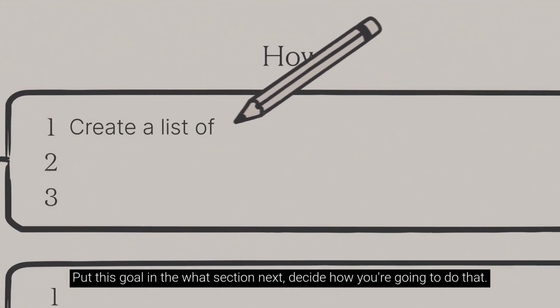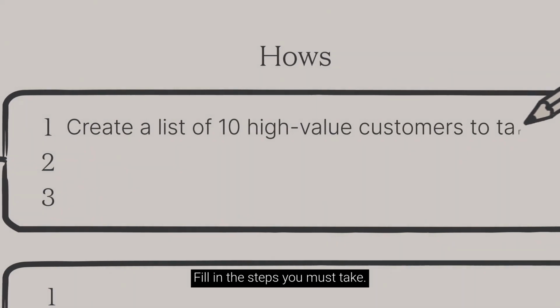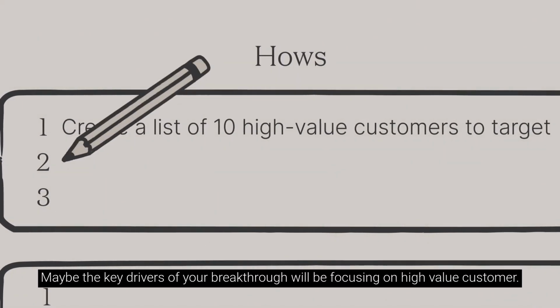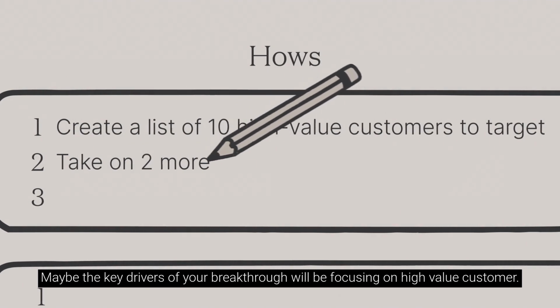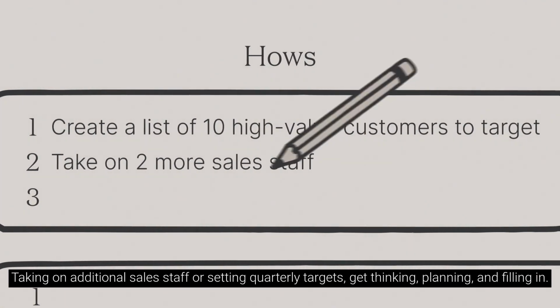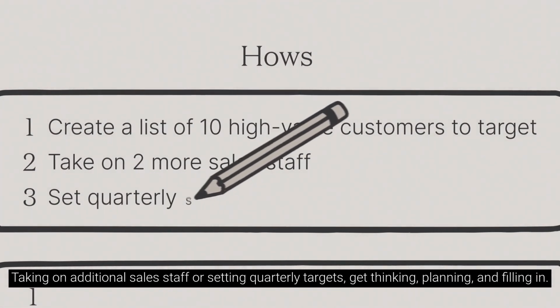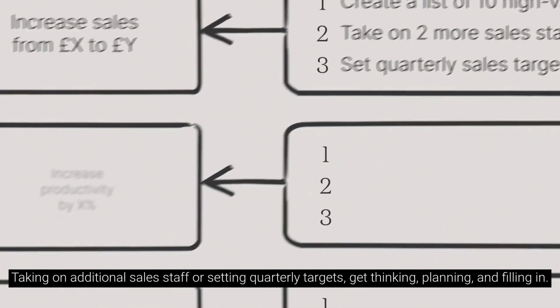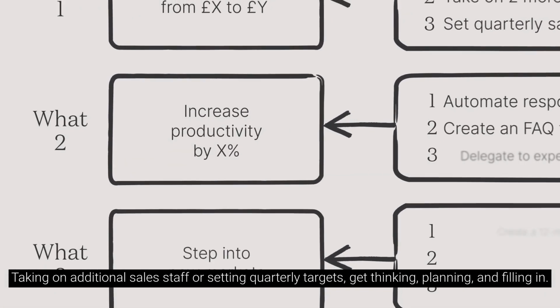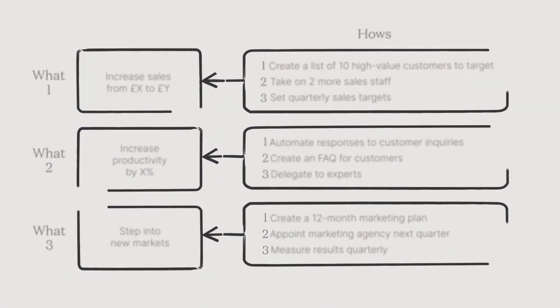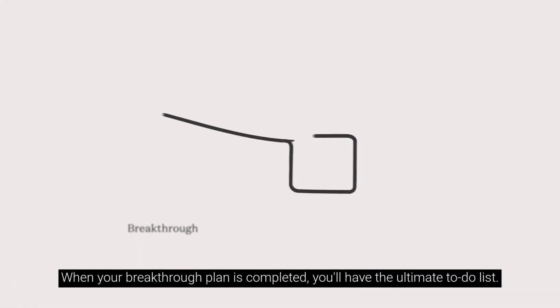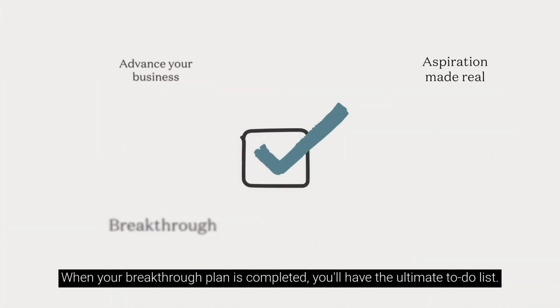Next, decide how you're going to do that. Fill in the steps you must take. Maybe the key drivers of your breakthrough will be focusing on high-value customers, taking on additional sales staff, or setting quarterly targets. Get thinking, planning, and filling in. When your breakthrough plan is completed, you'll have the ultimate to-do list.